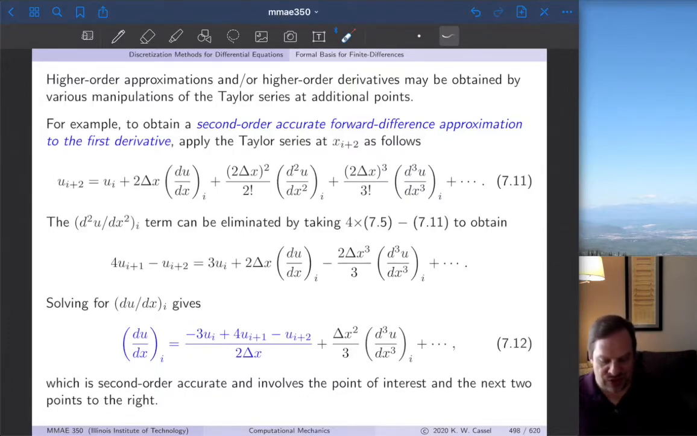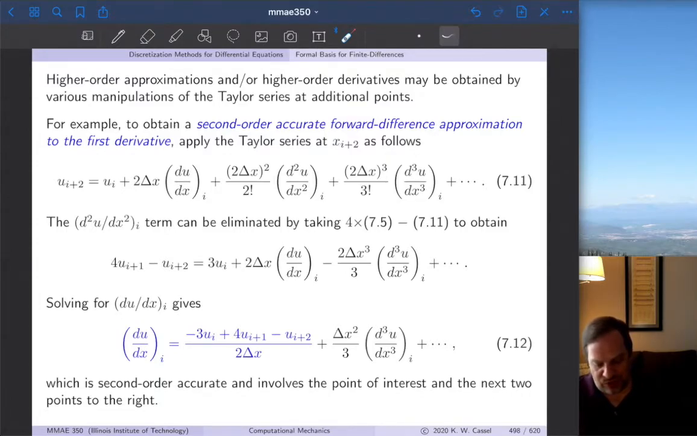As you might imagine, to get a higher accuracy in a finite difference approximation, you need to include more points. So far we've looked at the point itself, the point to the right, and the point to the left. Let's look at 2 points to the right. So that would be xi plus 2. So if we write down the Taylor series, that's now u evaluated at xi plus 2 is equal to ui. Now the x minus xi is now 2 delta x. So you see 2 delta x here, 2 delta x here, 2 delta x here, because we're going 2 delta x's away from our reference point.